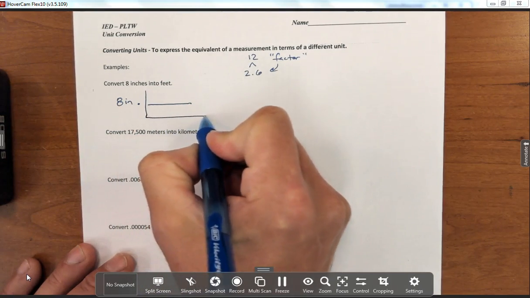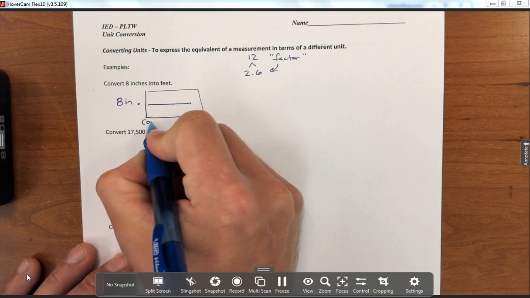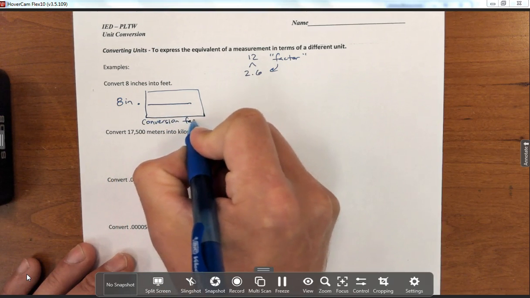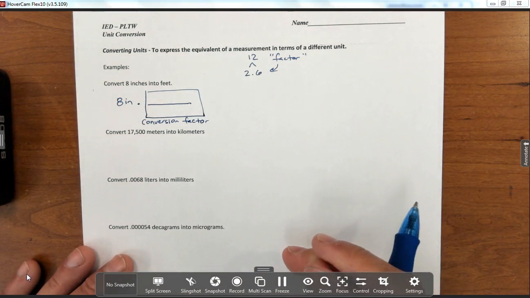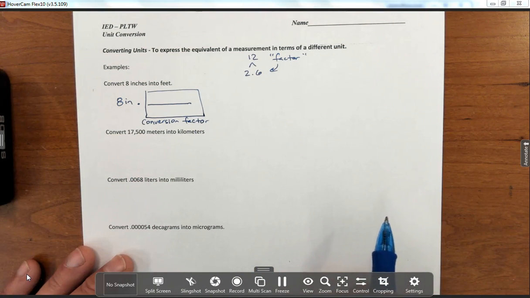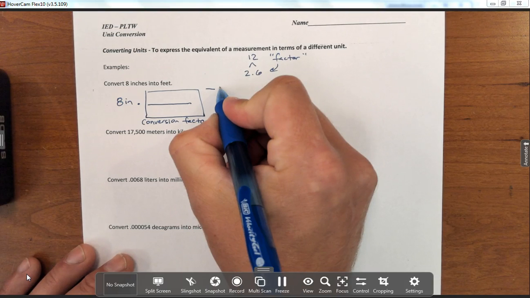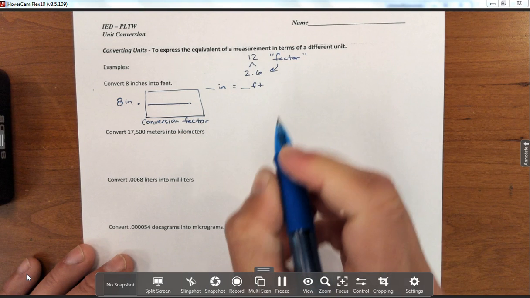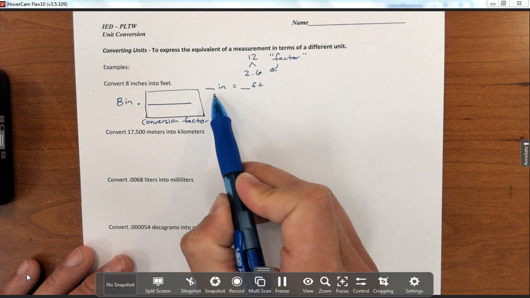In this case, our conversion factor is going to be a ratio, a fraction. And it is going to have the two units that are at play, the one we currently have and the one we want. So we have inches and feet. And that conversion factor is going to house an equivalency statement. How many inches equals how many feet?